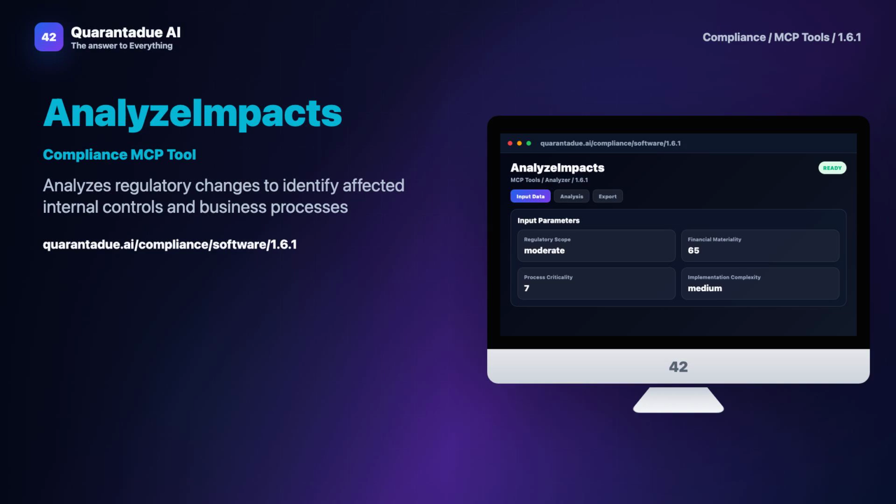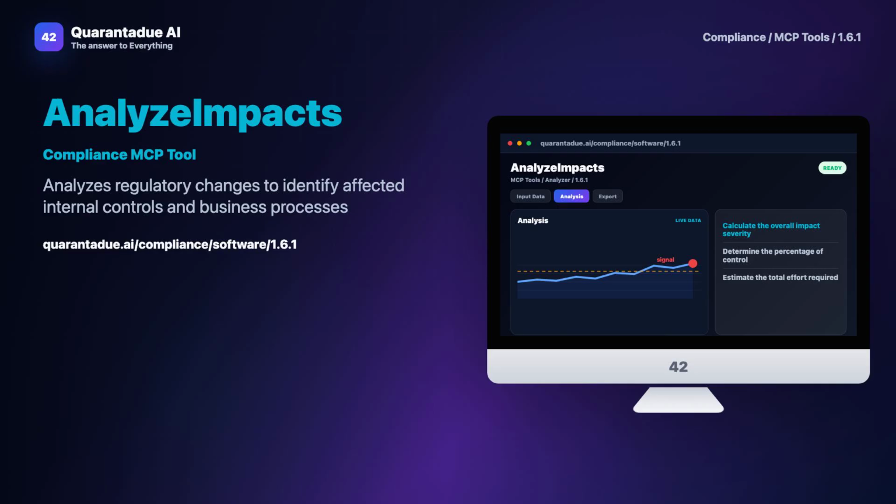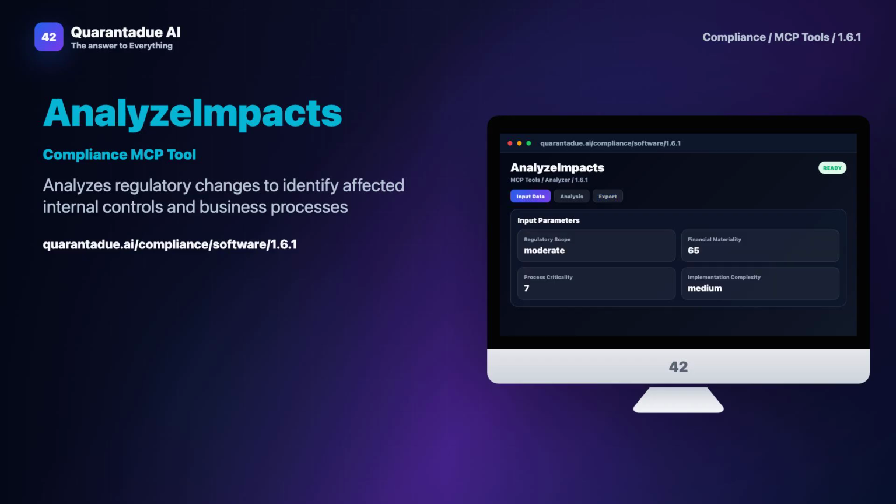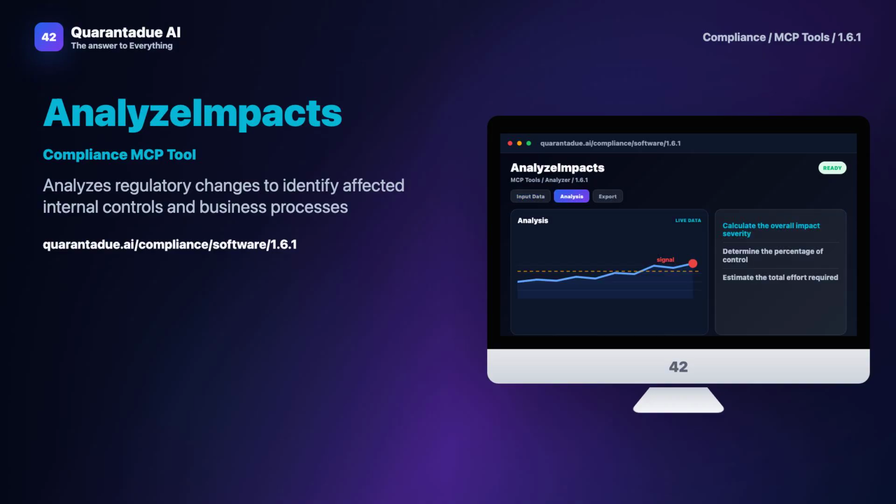Analyze Impacts is compliance software for a specific operational decision. It analyzes regulatory changes to identify affected internal controls and business processes. This video explains what the tool does, why the workflow matters, and how the output becomes useful decision evidence.